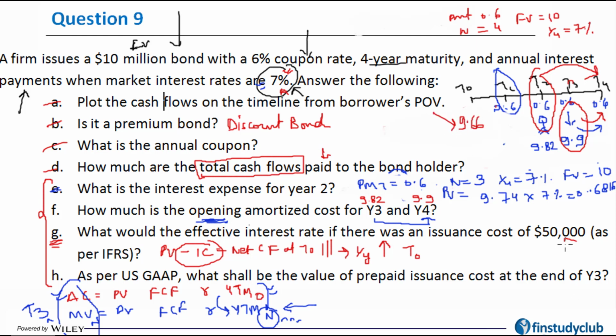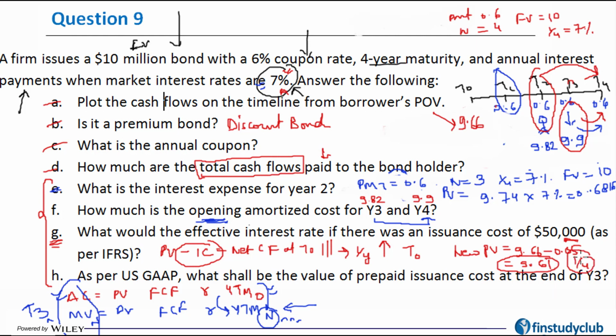I will get a value of 9.66 from the investor. Out of that, $50,000 has been paid to the underwriter. Therefore, my new present value will become 9.66 minus 0.05 equal to 9.61. So if you have a lower present value, you now have to calculate a revised I/Y.